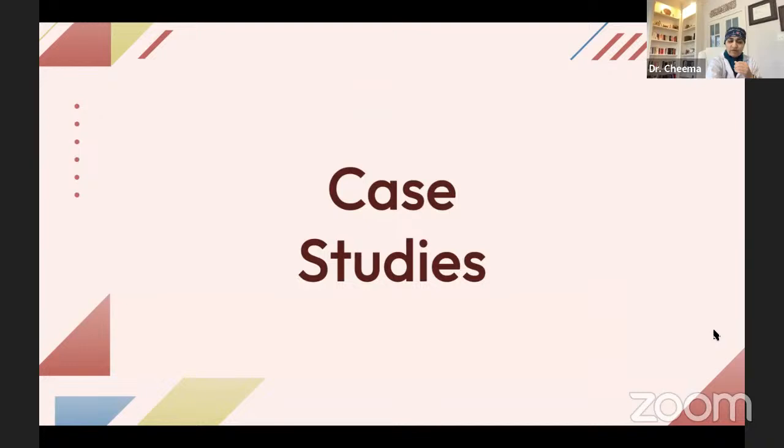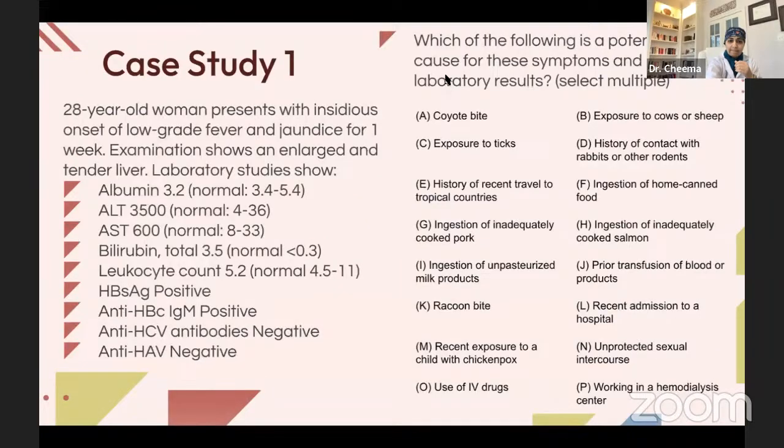Minahal, can you please go over the first case? Yes, case study 1. A 28-year-old woman presents with insidious onset of low-grade fever and jaundice for 1 week. Examination shows an enlarged and tender liver. Lab studies show albumin 3.2, ALT 3500, AST also elevated, bilirubin elevated, leukocyte count within normal levels, HBsAg positive, IgM positive, HCV antibodies negative, and HAV negative. The question is, which of the following is a potential cause for these symptoms and laboratory results?